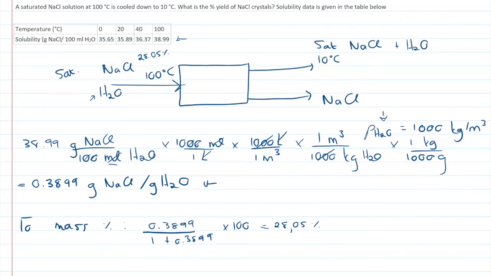Now we fully know what's happening in this first stream, which I will label A, and this B and C. Now we still need to find out what is happening in stream B over here, because we know it is a saturated solution, because sodium chloride crystals will continue to precipitate out as you cool down until it becomes a saturated solution again. So for that, we need this solubility data again, but we are at 10 degrees Celsius, which is between two of the given values. So we will need to interpolate between 0 and 20 degrees Celsius.